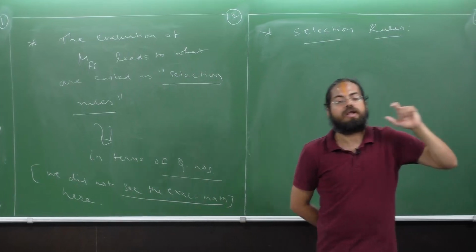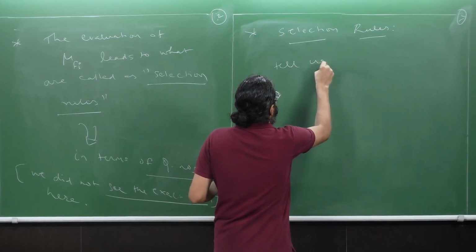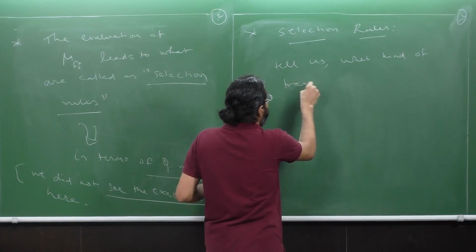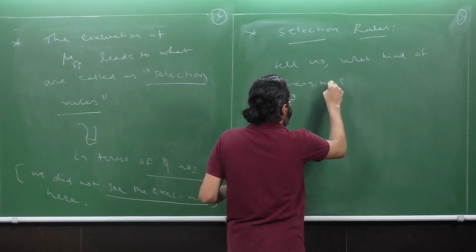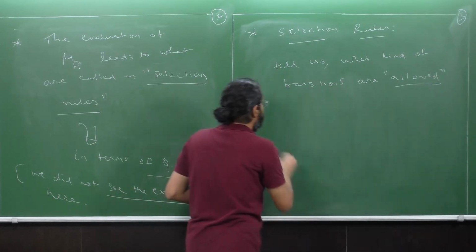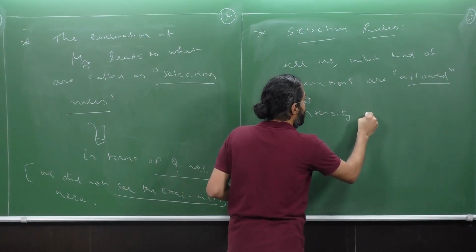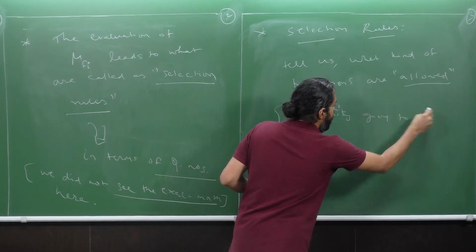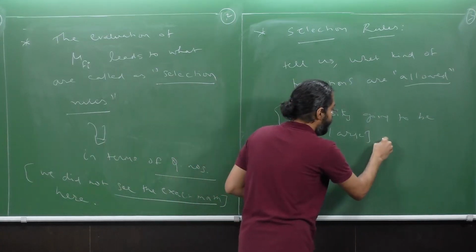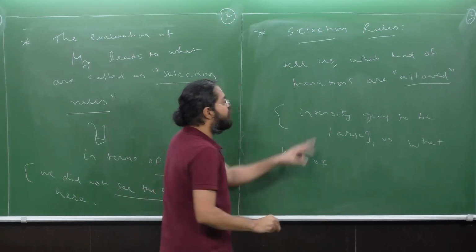Selection rules typically tell us what kind of transitions are allowed. When we say allowed, we mean that the intensity is going to be large, versus what kind of transitions are forbidden.